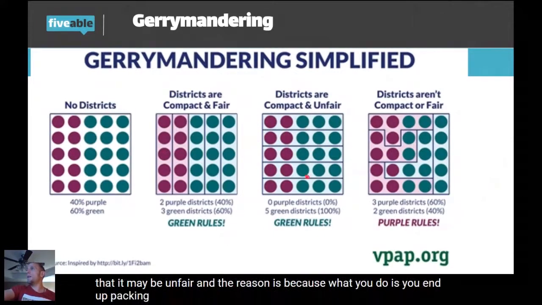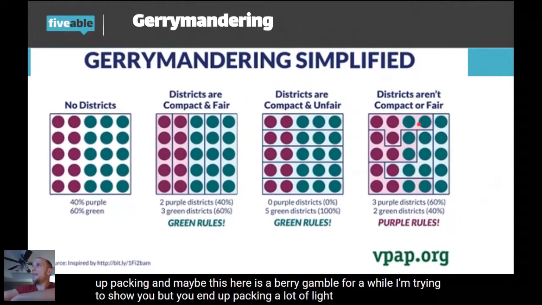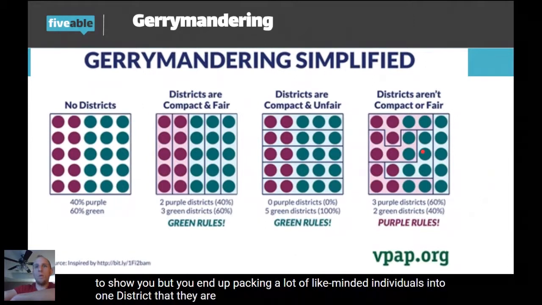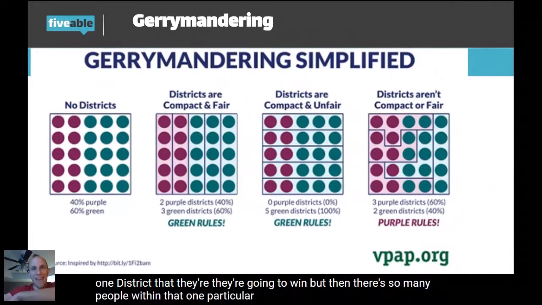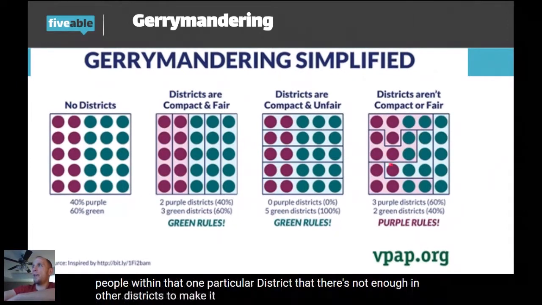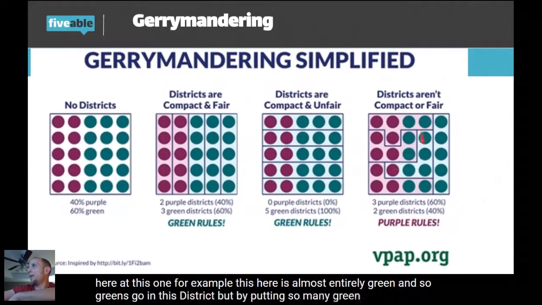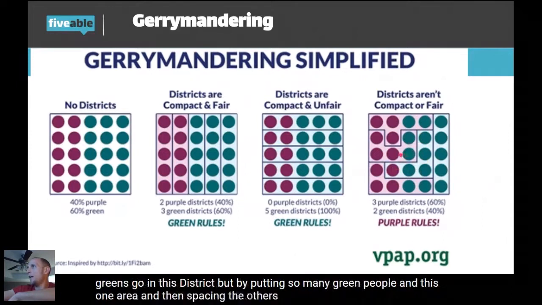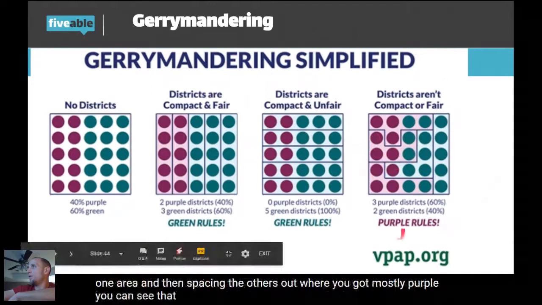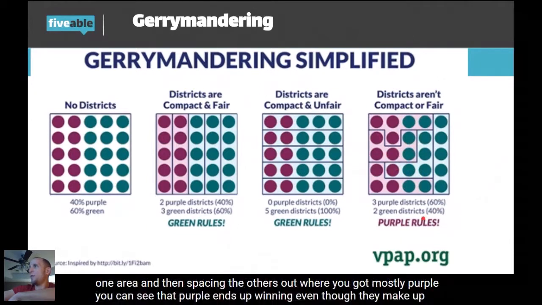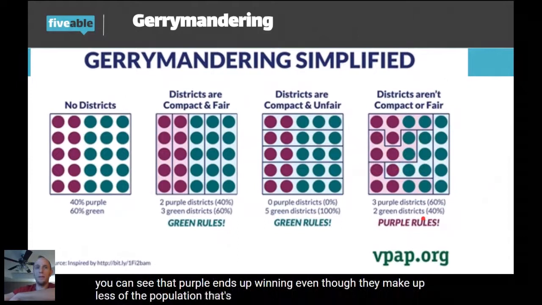And the reason is because you end up packing, and maybe here's a better example for what I'm trying to show you, a lot of like-minded individuals into one district that they're going to win. But then there are so many people within that one district that there's not enough in other districts to make a difference in their elections. So if you look at this one, for example, this is almost entirely green, and so green's going to win this district. But by putting so many green people in this one area and then spacing the others out where you've got mostly purple, you can see that purple ends up winning even though they make up less of the population.